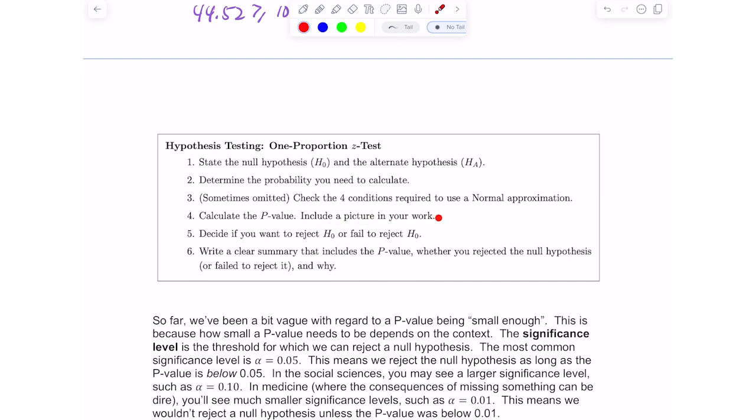Decide if you want to reject the null or fail to reject. Remember, you never want to accept the null. And then write a clear summary that includes the p-value and whether you rejected the null hypothesis or failed to reject it and why.